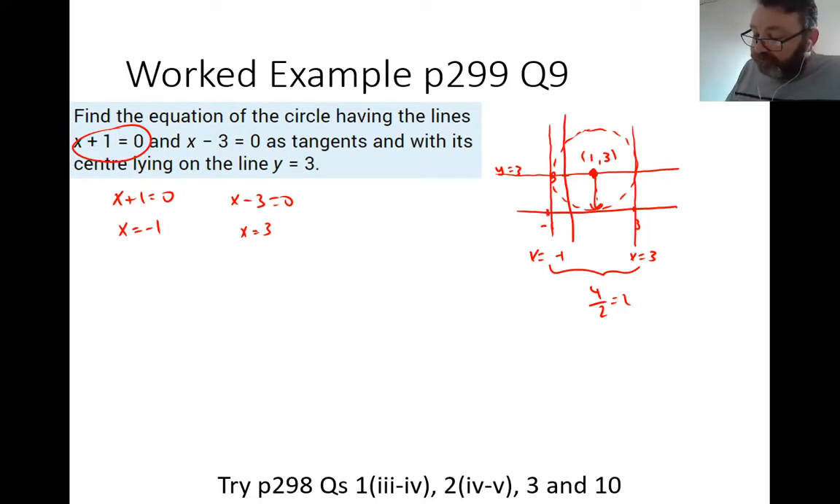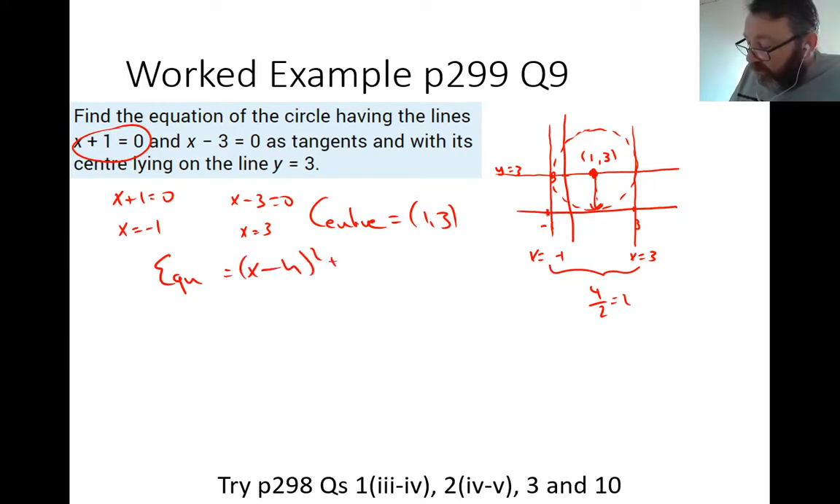So what does it ask? Find the equation of the circle. Well, here's what I do know. The centre of this circle is 1, 3. Okay, so I immediately know that the equation I'm going to use is (x minus h) squared plus (y minus k) squared equals r squared. I know that. All I've got to do now is work out the length of the radius.